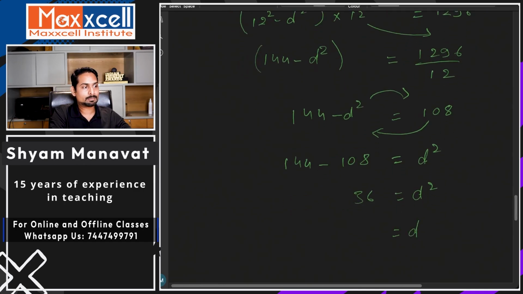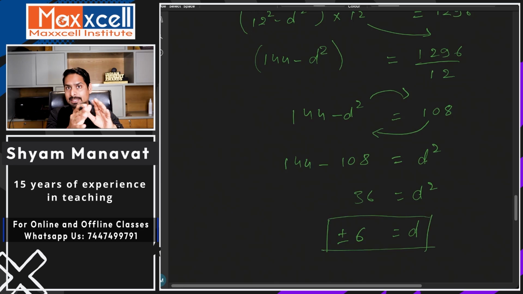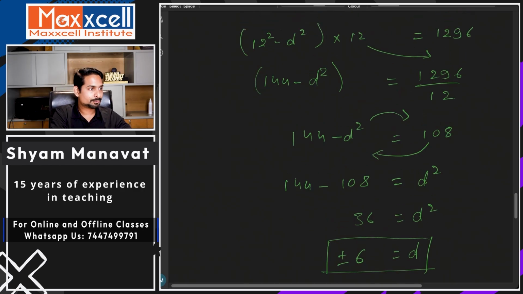So d will be equal to what? Square root of 36. So use plus minus, guys. Just have this in practice. I know if you only write 6, you will get the right answer. Even if you use only plus 6, you will get the right answer. But have this in practice. When you have x square equal to something, d square equal to some number, when you take the square root of both sides, make sure that you use the plus minus sign also. Clear? Okay. You should have this in practice.